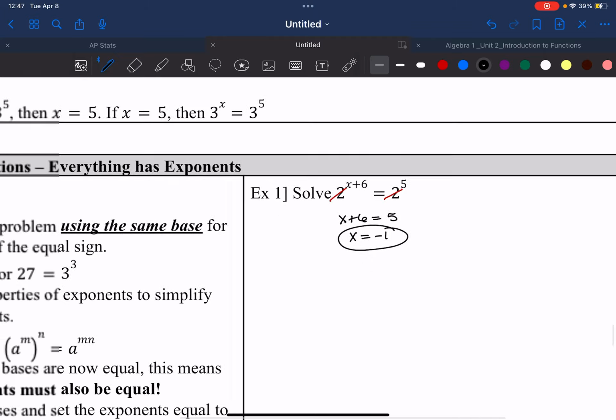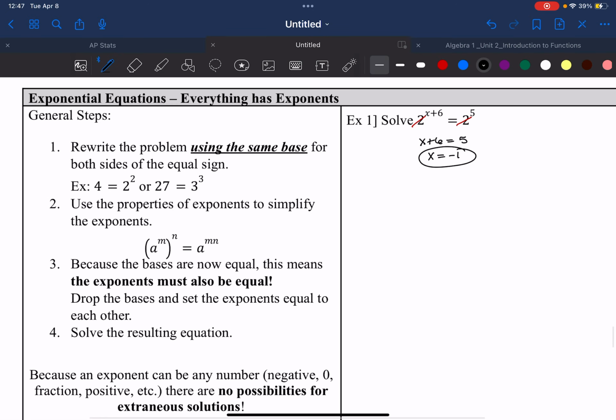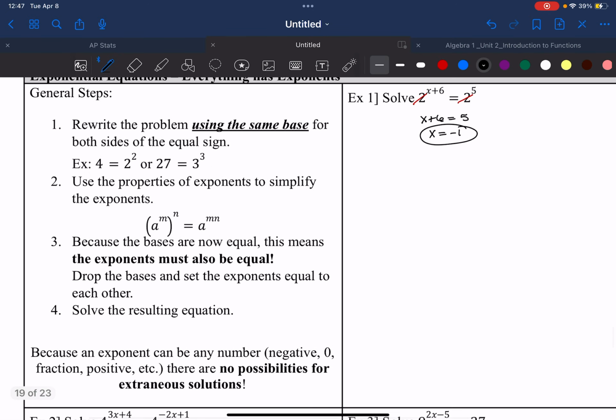What's nice about exponential equations is that we do not have to check our answers. And that's because down here it says because an exponent can be any number, negative, 0, fraction, positive, etc., there are no possibilities for extraneous solutions. So remember, extraneous solutions mean that if we plug it in, we either get a false statement or we get something that just does not work. So for these ones, we do not need to check.